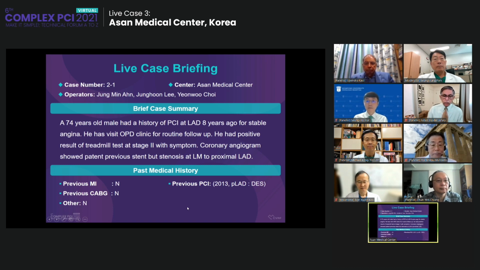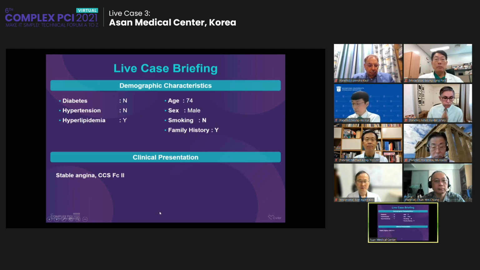This patient is 74 years old, male. He had a history of PCI eight years ago for stable angina. He visited our outpatient clinic for regular routine follow-up, and he had a positive result on the treadmill test, stage 2, with symptoms. Coronary angiogram showed the patient's previous stent, but also stenosis at the left main and proximal LAD. His history is PCI eight years ago, proximal LAD, treated with DES. Next, please. He is a non-smoker and has no family history.